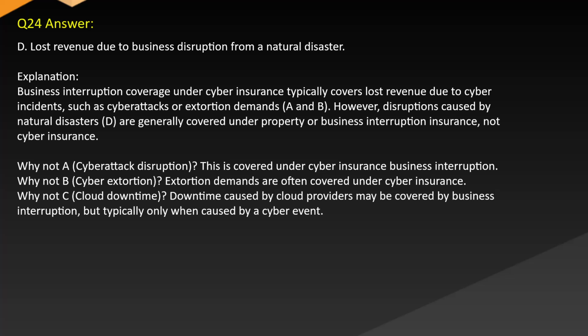Why not A, cyber attack disruption? This is covered under cyber insurance business interruption. Why not B, cyber extortion? Extortion demands are often covered under cyber insurance. Why not C, cloud downtime? Downtime caused by cloud providers may be covered by business interruption, but typically only when caused by a cyber event.